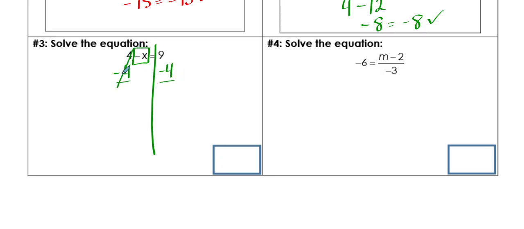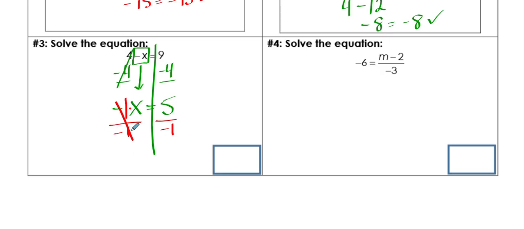4 minus 4, those cancel each other out. That negative x is going to come down. And then 9 minus 4 gives me 5 on the right side. I have one last step here. Right now, I have a negative sign in front of that x. So really, I have a negative 1 in front of that x. Negative 1 is being multiplied by that x. So to cancel out that multiplication, I'm going to use division. Divide by negative 1 on both sides.